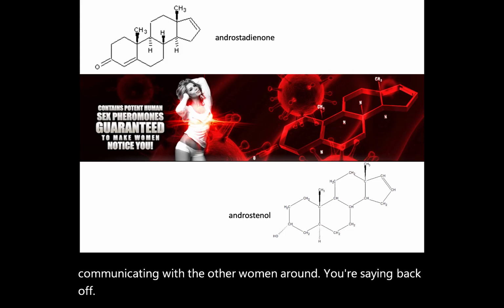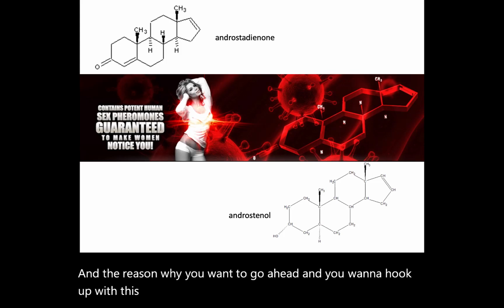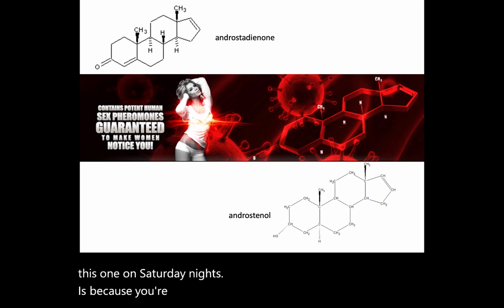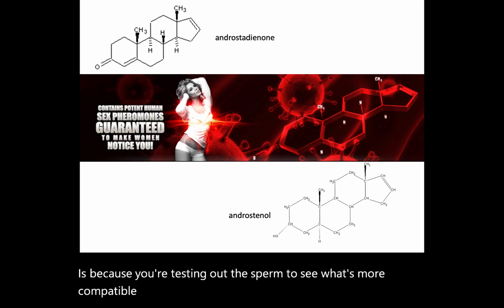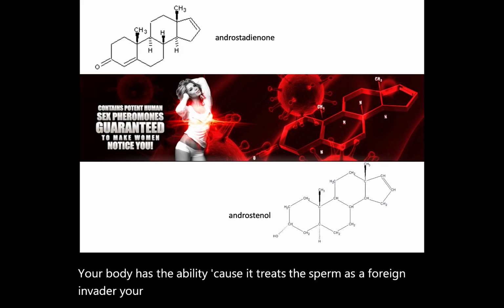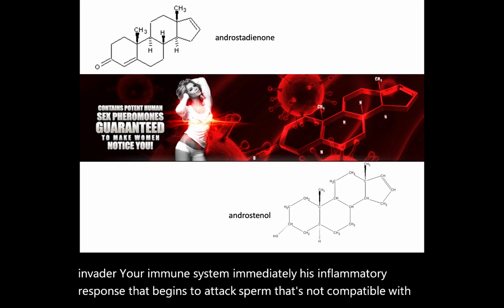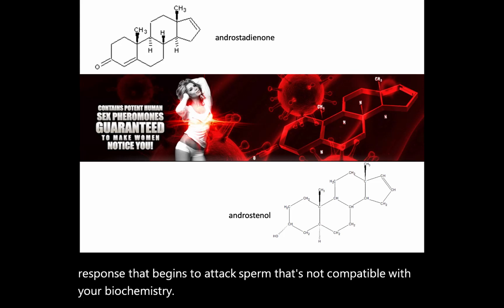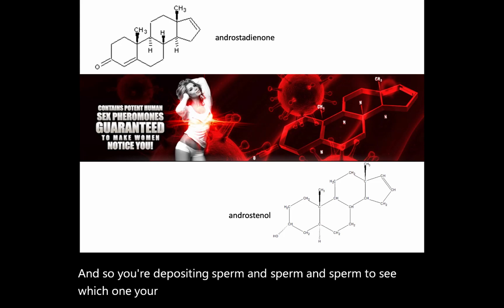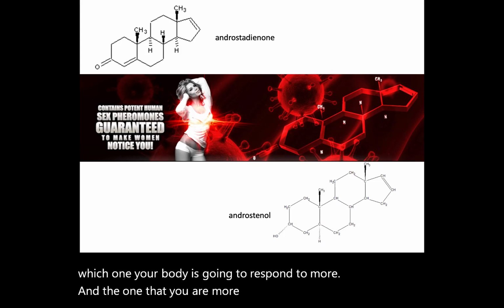And the reason why you want to hook up with this one on Friday and this one on Saturday afternoon and this one on Saturday night is because you're testing out the sperm to see what's more compatible with you biologically. See, your body has the ability, because it treats the sperm as a foreign invader. Your immune system immediately starts this inflammatory response that begins to attack sperm that's not compatible with your biochemistry. And so you're depositing sperm and sperm and sperm to see which one your body's going to respond to more. And the one that you are more compatible with is going to be the one that you're going to select.